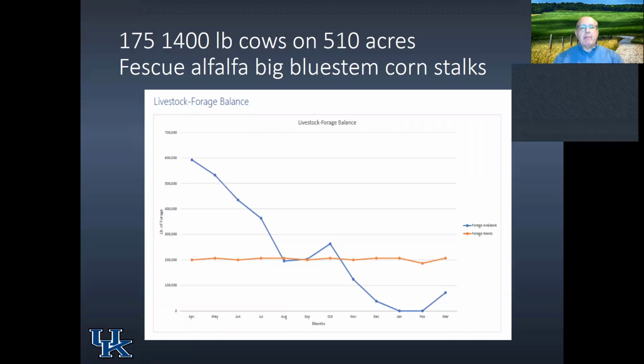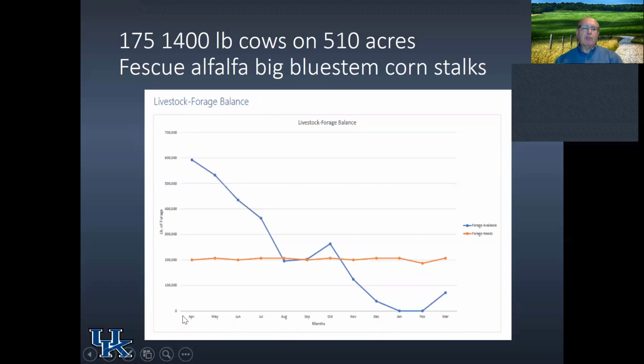This is going to be an example final output from one particular forage scenario where we had 175 1,400-pound cows on 510 acres. This is a real scenario from a student in a prior class. His forage system was fescue plus alfalfa, big bluestem, and corn stalks. The forage livestock balance is shown in the graph. The blue is the forage production. The orange is the forage need.